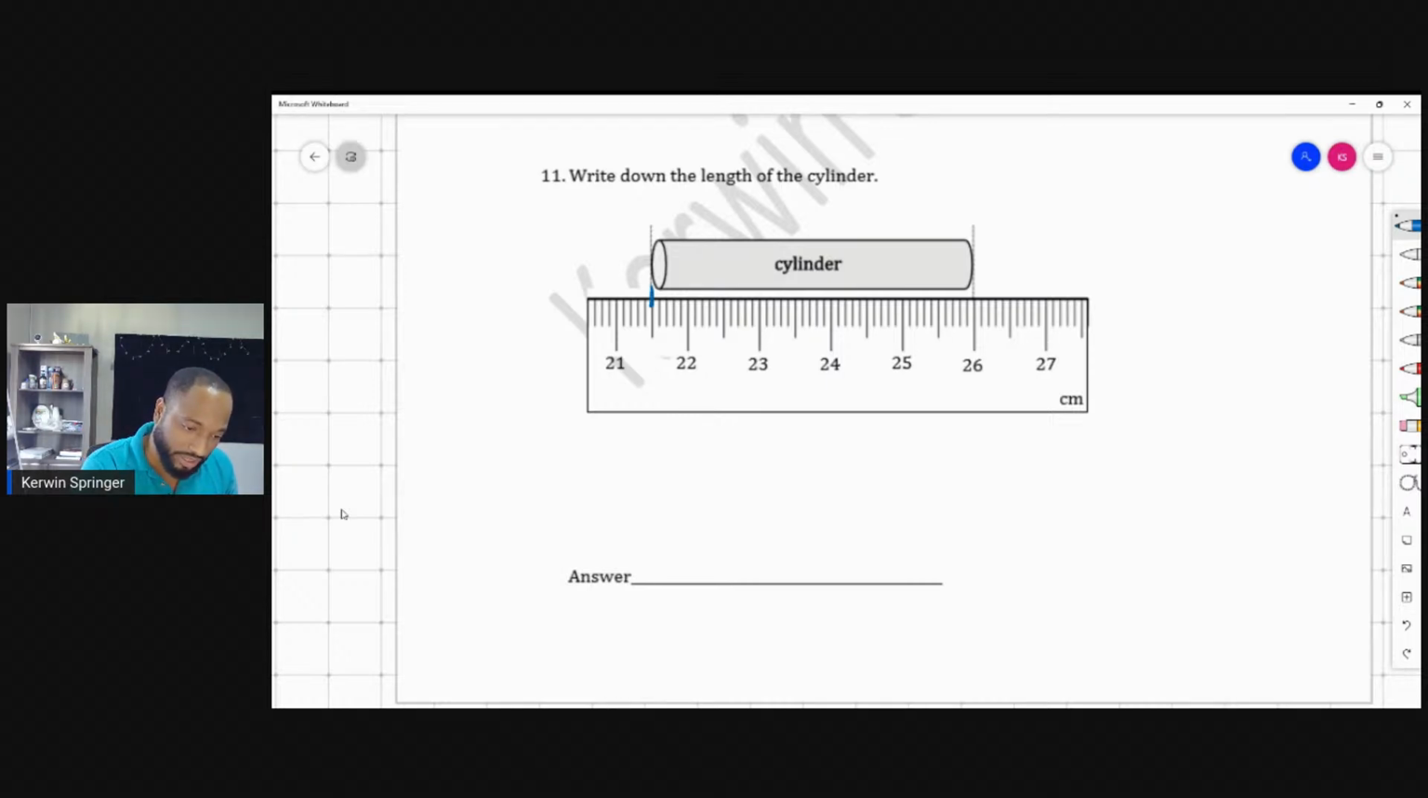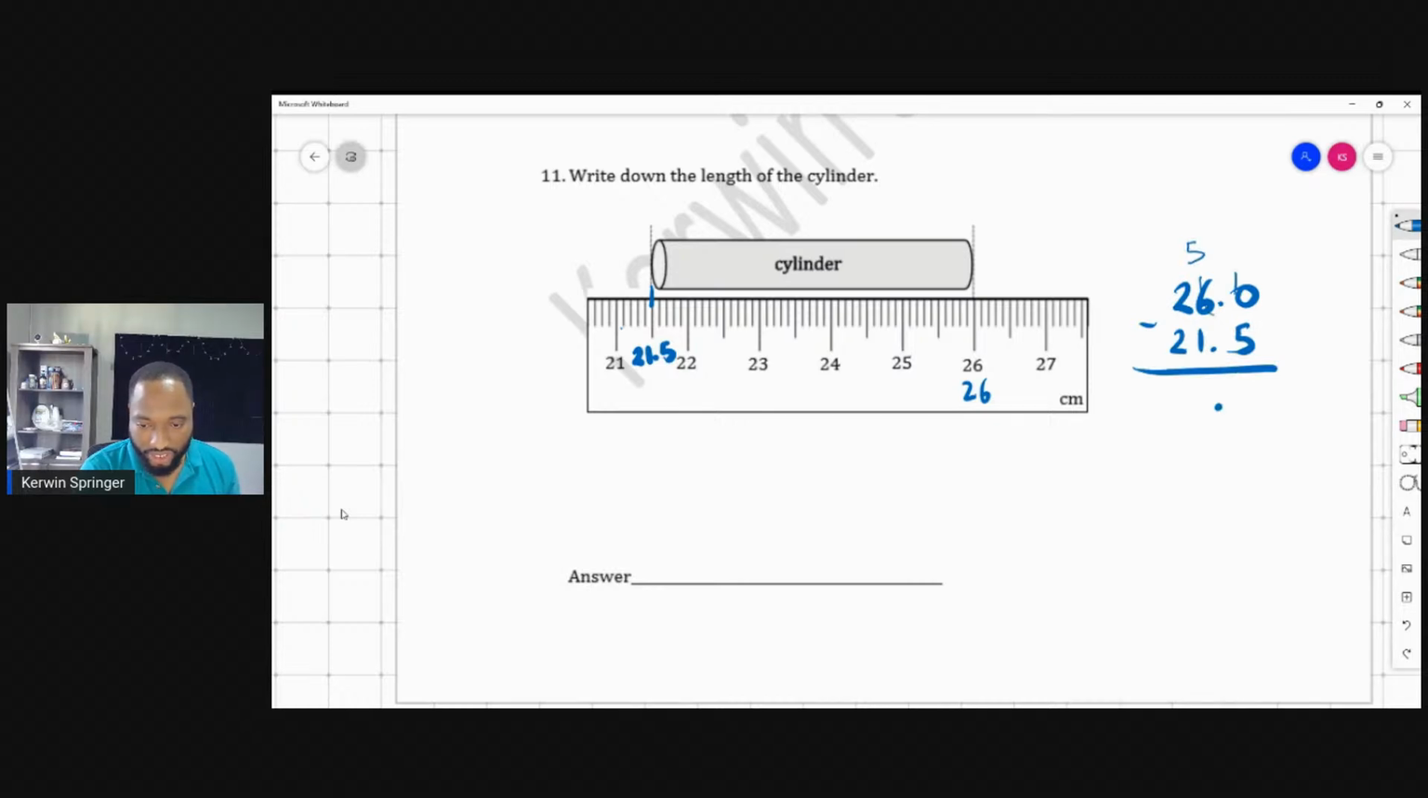Find where the starting spot is. It's 21.5. You all agree with that? It's exactly between 21 and 22. So it's 21.5, 0.1, 0.2, 0.3, 0.4, 0.5, 0.6, 0.7, 0.8, 0.9, 22. So 21.5, and this one stops precisely at 26. Subtract. So the higher minus the lower. You all good with that advice?